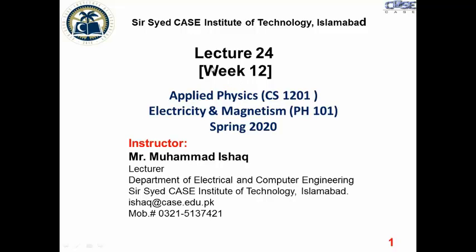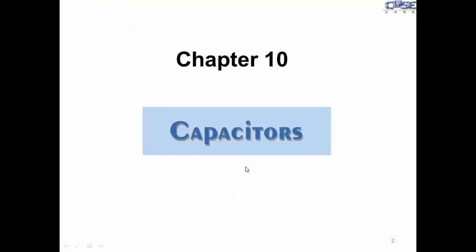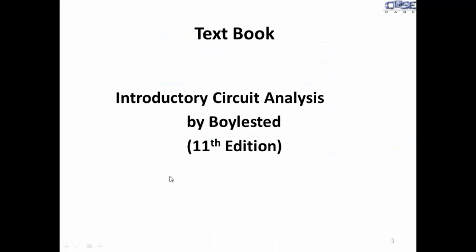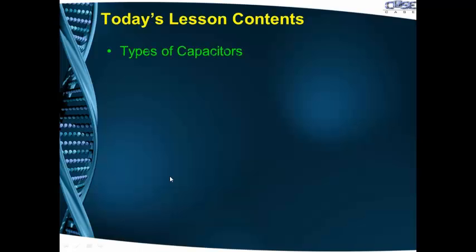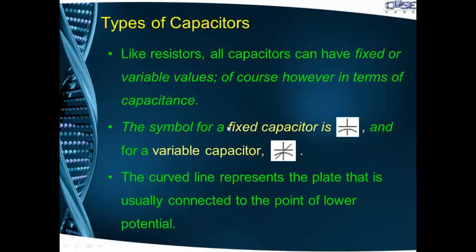This is lecture number 24 and week 12. We will continue capacitors from the last class, and this is chapter 10 of the book Introductory Circuit Analysis. These are today's lesson contents: types of capacitors, capacitors in series and parallel. So, like resistors, all capacitors can have fixed or variable values.